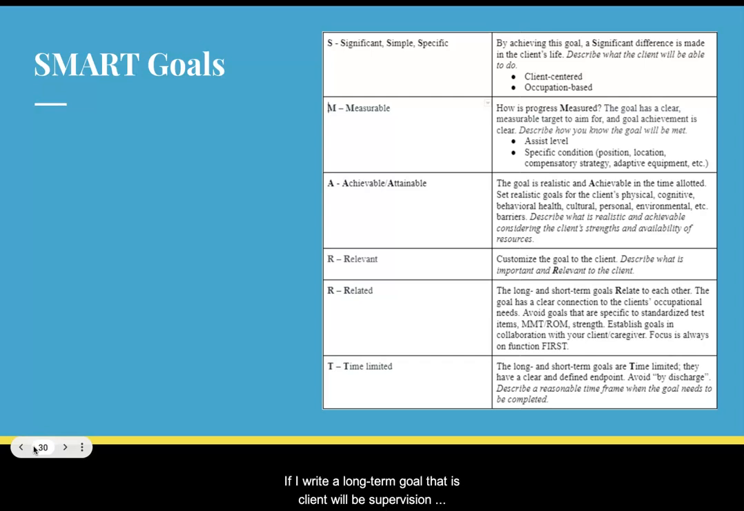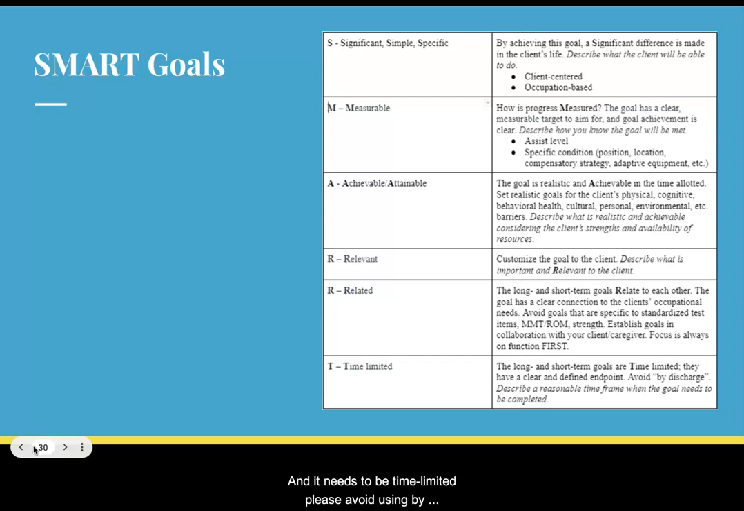If I write a long-term goal that is client will be supervision with toilet transfers at ambulatory level within 1 week, my short-term goal might be client will transition sit to stand from edge of bed with contact guard assist in preparation for toilet transfer, so within 3 sessions. So those 2 goals are related to each other.